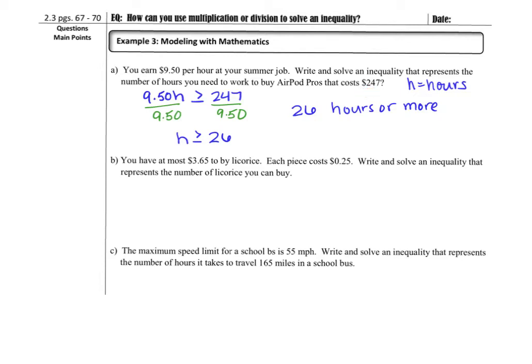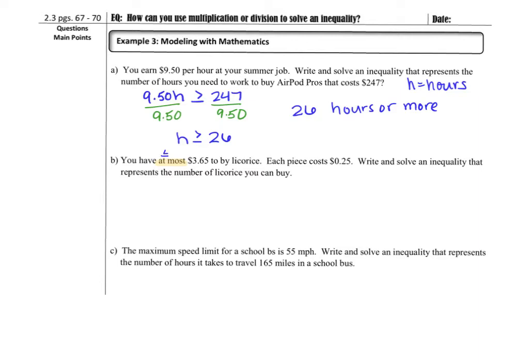Let's look at the next problem. You have at most $3.65 to buy licorice. Each piece costs 25 cents. Write and solve an inequality that represents the number of licorice you can buy. So in this problem, they actually give you the inequality symbol. It is at most. So at most means that that's the highest amount you can go. Which inequality symbol is that? So at most is going to mean less than or equal to.